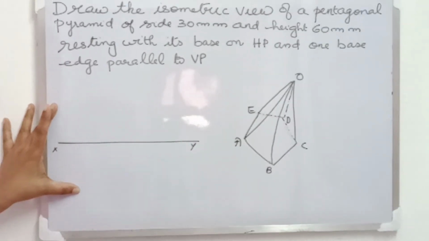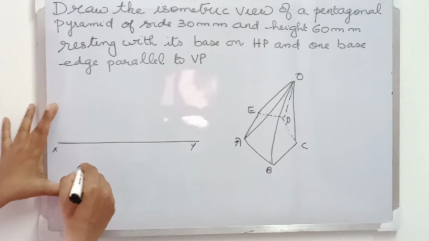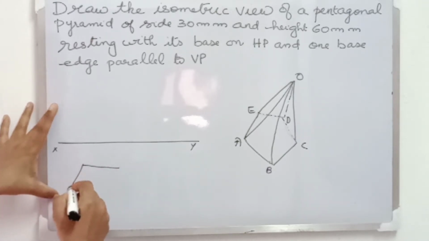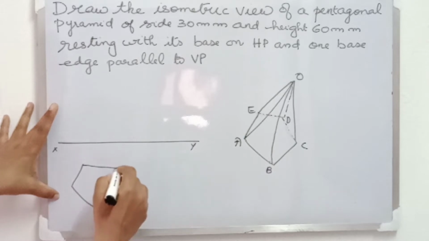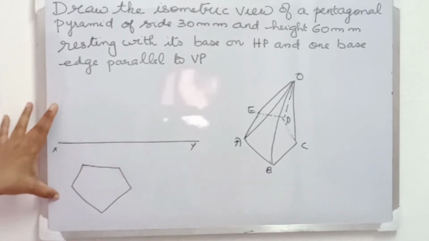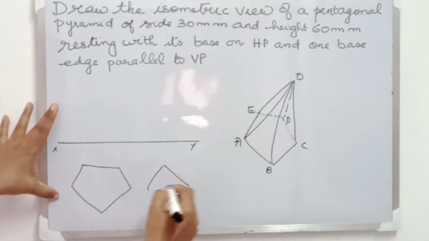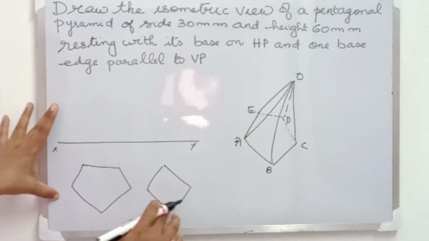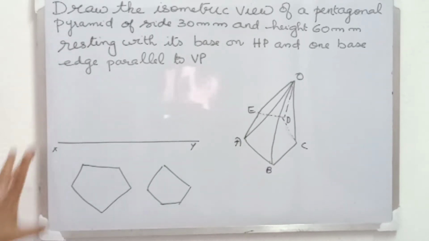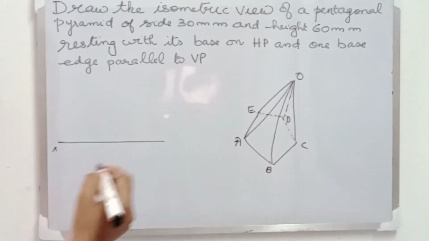As the pyramid is resting on the HP, the top view will give its true length. So I am drawing the top view, that is a pentagon. As mentioned in the question, one base edge parallel to VP. So here this base edge is parallel to VP. You can also draw a pentagon like this where one base edge is parallel to VP. Since nothing else is mentioned in the question, we are free to choose any one of them.